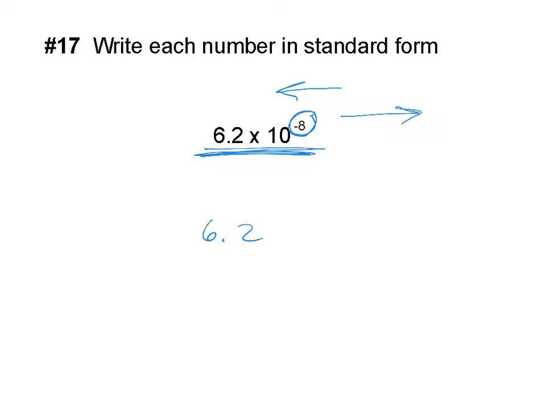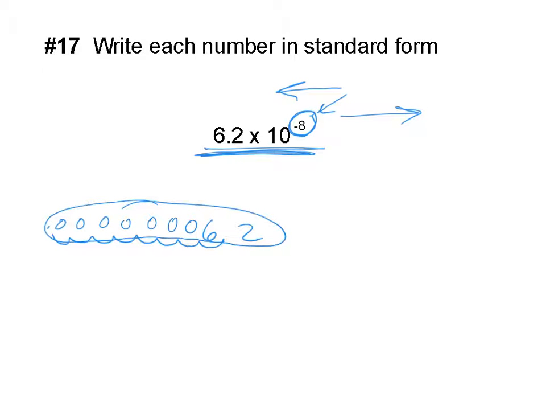So here's where it is right now. Notice the negative exponent. We're going to go 8 places to the left. Here we go. 1, 2, 3, 4, 5, 6, 7, and then we'll fill in all these blank spots with zeros, and there we go. There's our final answer, 0.00000062. All right, so do number 17 while that's fresh in your mind.